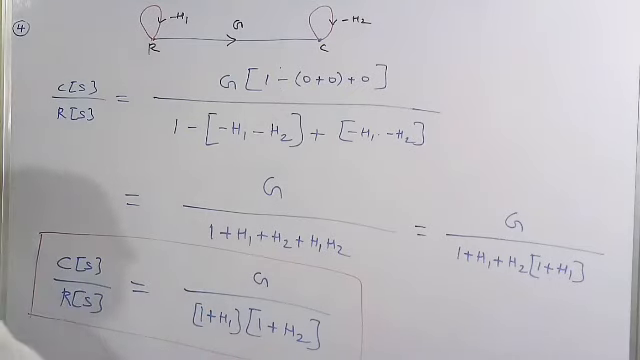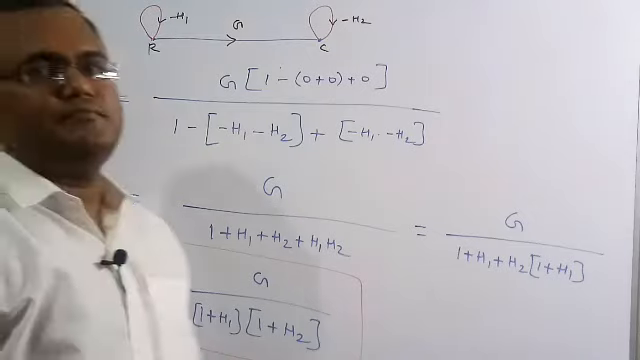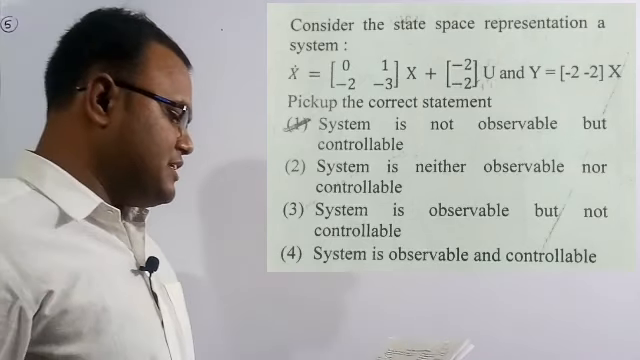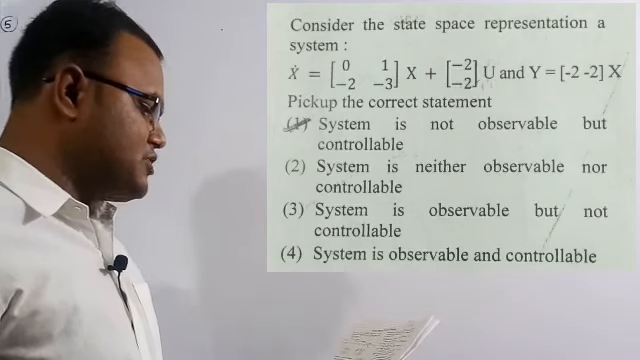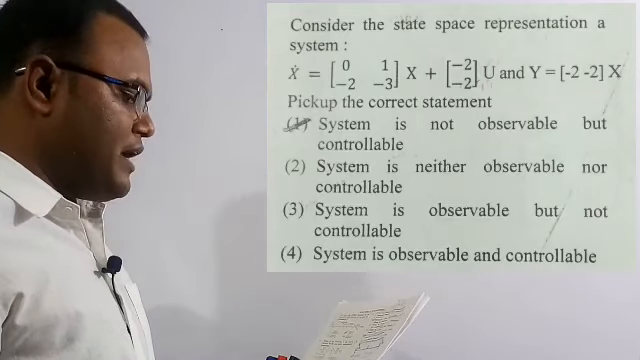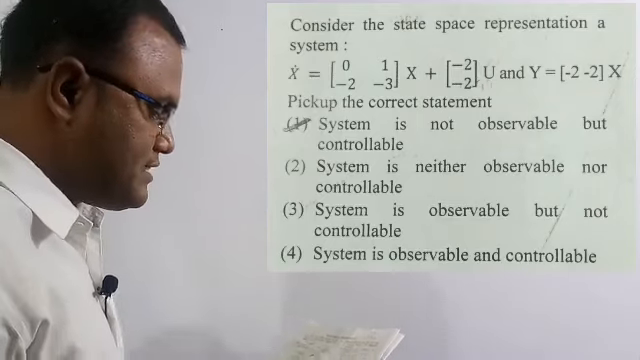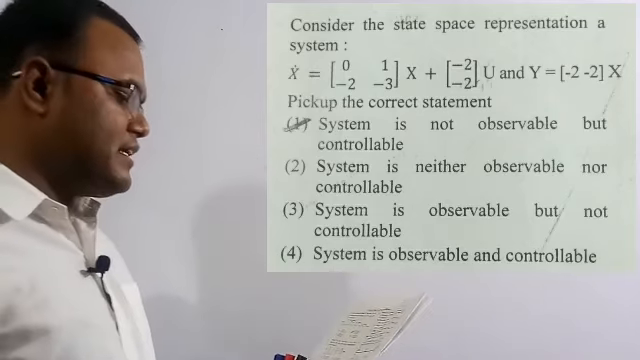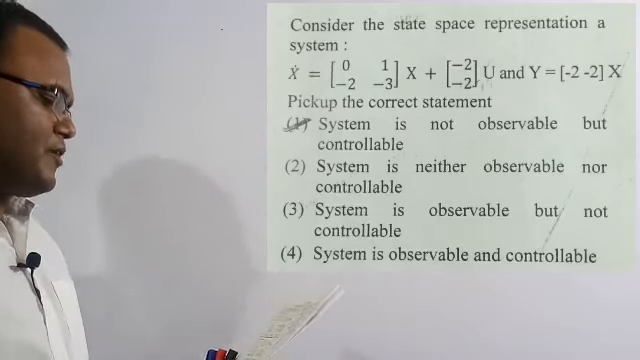And this is the required solution of this signal flow graph. We will solve the fifth question. The question says: consider the state space representation of a system, x dot is equal to [0 1; -2 -3] x plus [-2; 2] u, and y is equal to [-2 2] x. Pick up the correct statement. From these four options we need to find the correct option.